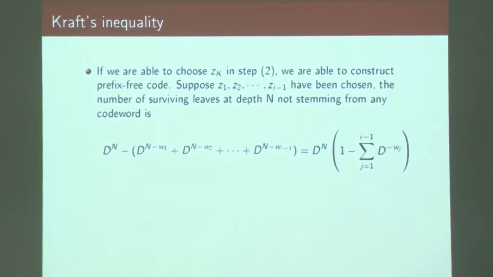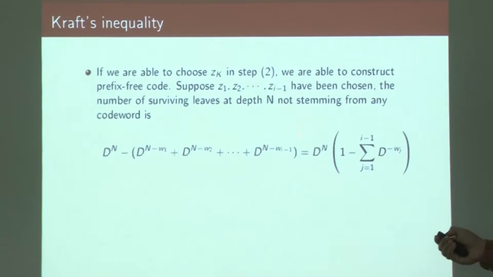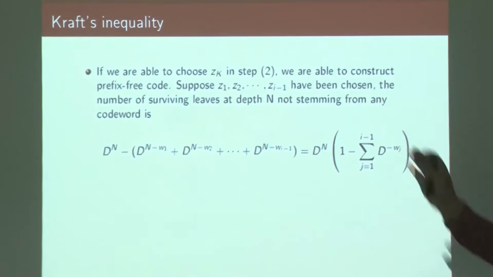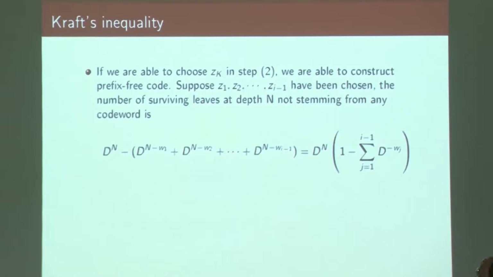So I am saying, let us say, suppose Z1, Z2, Z3, up to Zi minus 1 has been chosen. I have already mapped Z1, Z2, up to Zi minus 1. Now I want to see whether I can map Zi. How many surviving leaves are remaining? My total leaves were d to the power n. In the first step I deleted this, in the second step I deleted it, at step i minus 1 I deleted this many leaves. So how many surviving leaves are there?